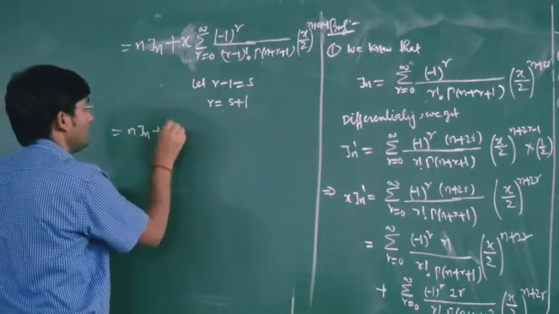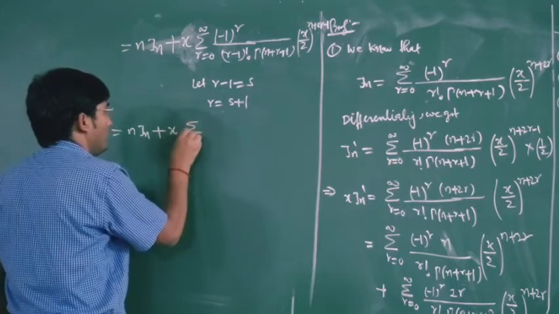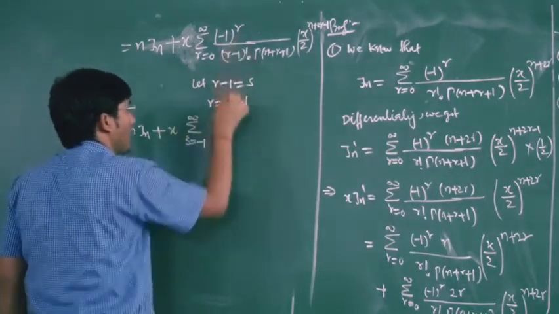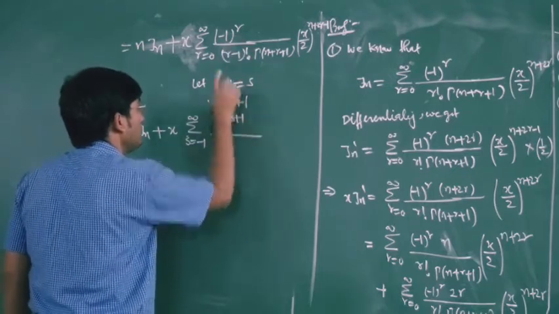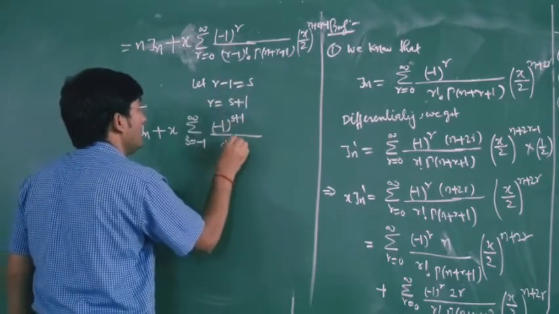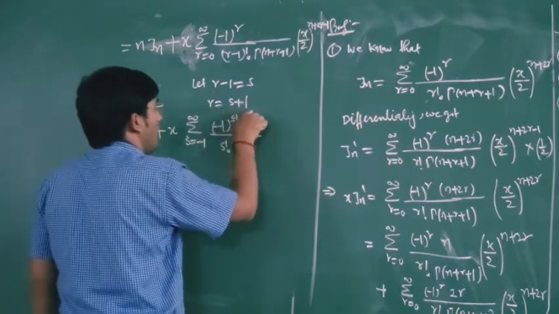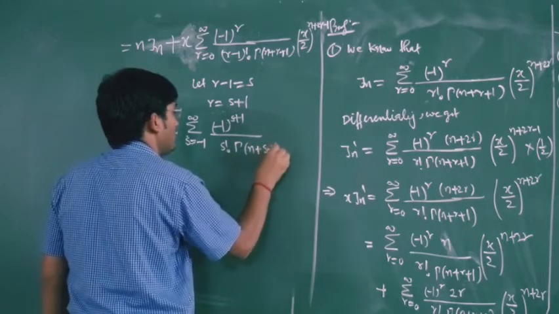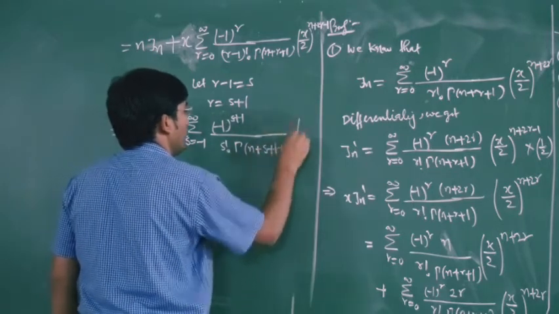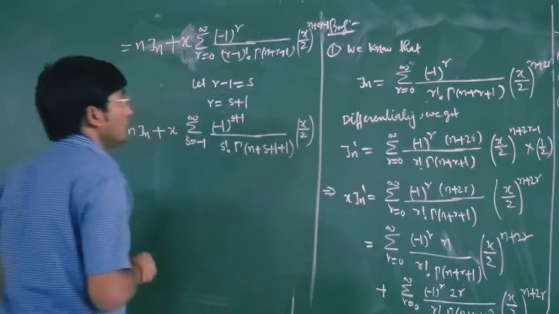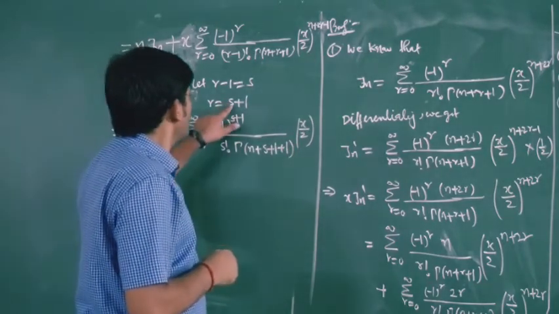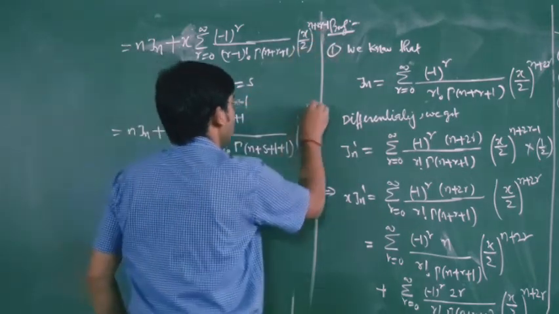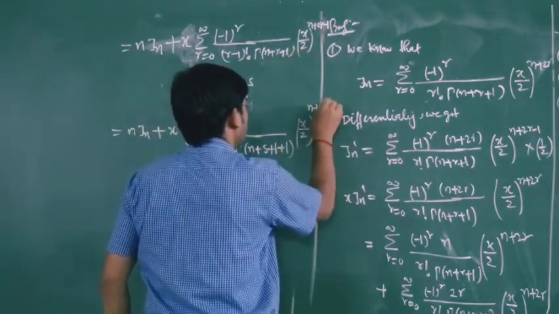Then we have x times the sum. Now here our summation will start from minus 1 to infinity, then minus 1 to power r is s plus 1, r minus 1 factorial will be s factorial. Then if you put the value of r as s plus 1, then we will have gamma n plus s plus 1 plus 1. Then in the bracket we will have x upon 2. Your r is s plus 1, so this will be 2s plus 2 minus 1. So we will have n plus 2s plus 1.